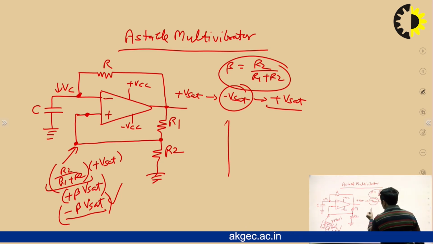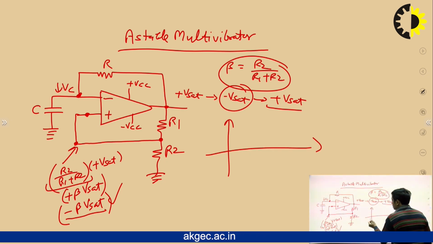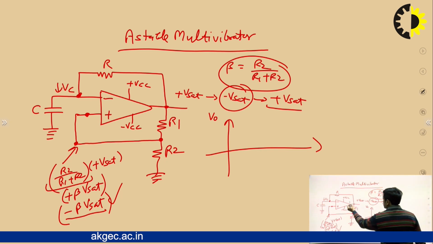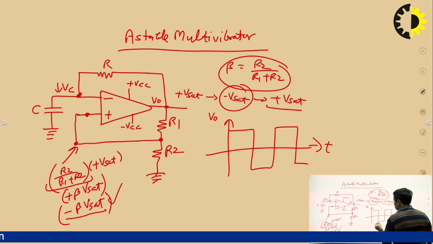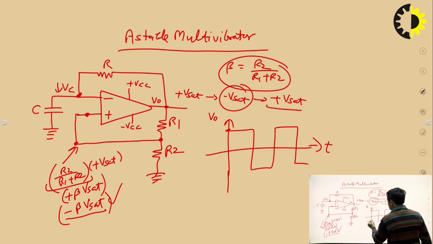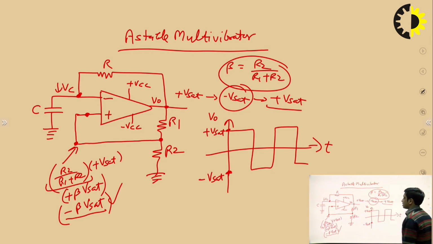And when we draw the waveform of this astable multivibrator, that is the output voltage, let's say this is V0 versus t, then V0 is simply a pulse waveform, a square waveform. The peak voltage is plus Vset and the negative peak is minus Vset. So this is the output waveform.